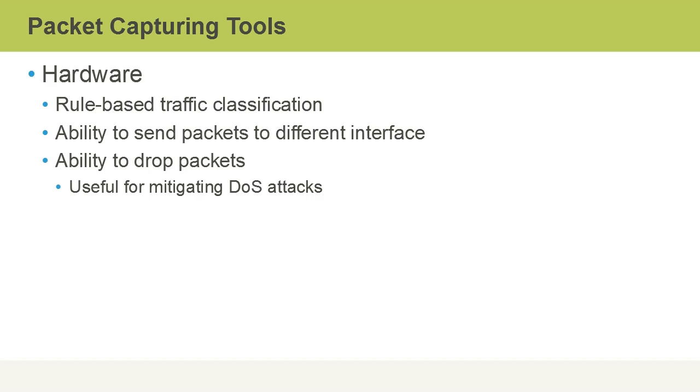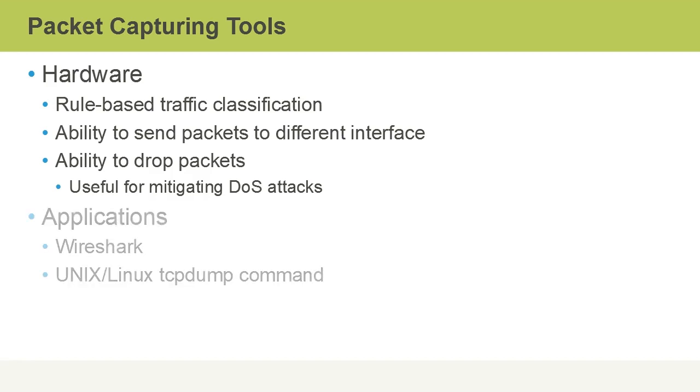Some are hardware-based, where we can use rule-based traffic classification. Also, the ability to send packets to a different interface is an option. The ability to drop packets that we aren't interested in. Now, that could also be useful for mitigating things like denial of service attacks. It might not be just that you're not interested in capturing or recording that traffic, but it's suspicious and you don't want to have any part of it.